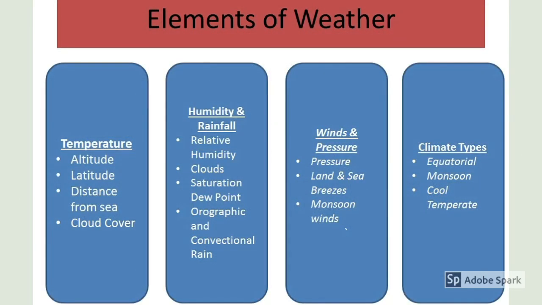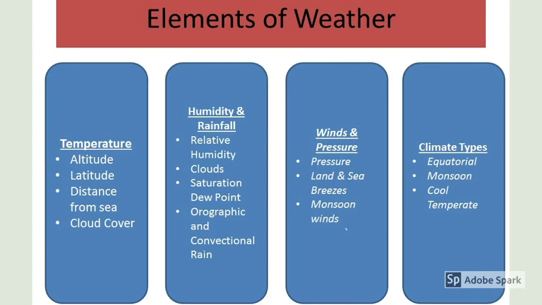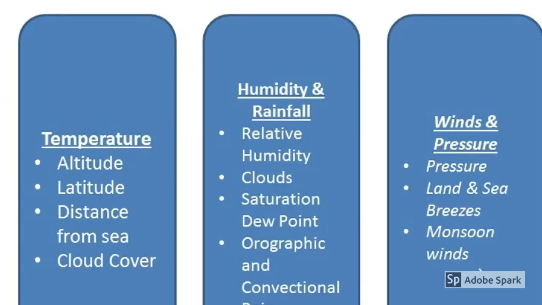Now, for the topic of weather and climate, we start off with a lot of definitions, a lot of hard memory items. You need to learn things like elements of weather, what is temperature, what are components of temperature, from altitude, latitude, distance from sea, cloud cover, how all these things affect temperature. This is important. Then we move on and talk about humidity and rainfall, winds and pressure, and then climate types that you need to know.